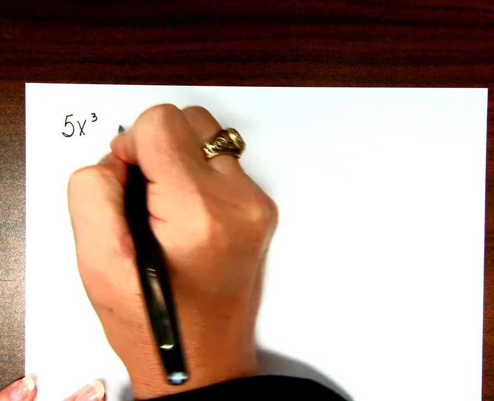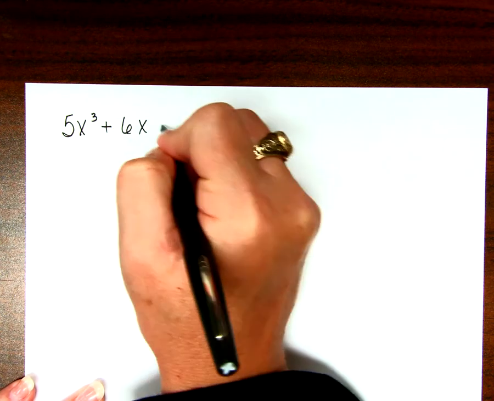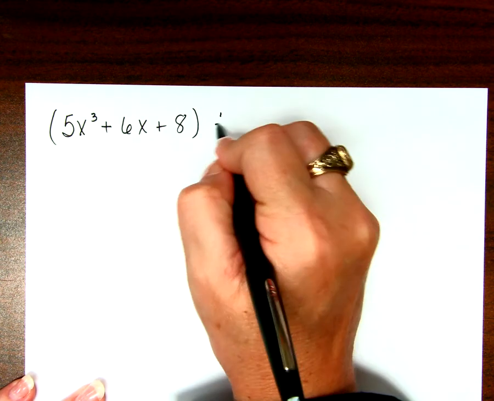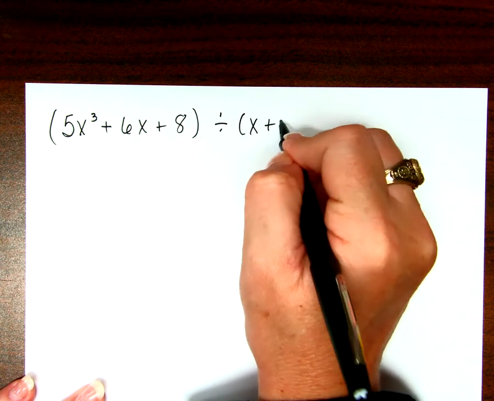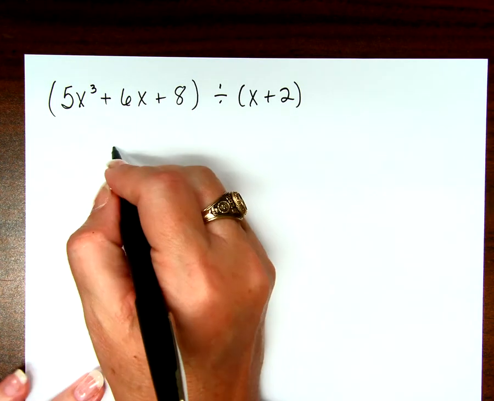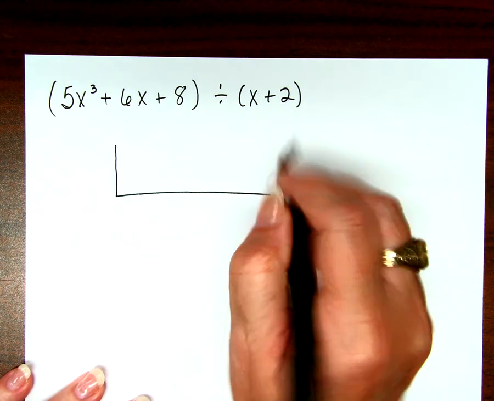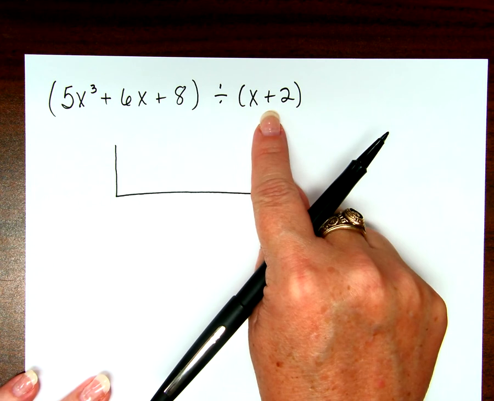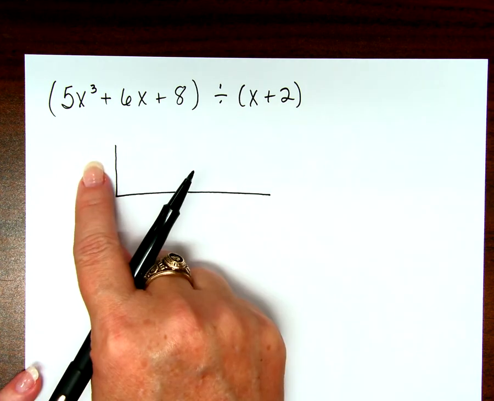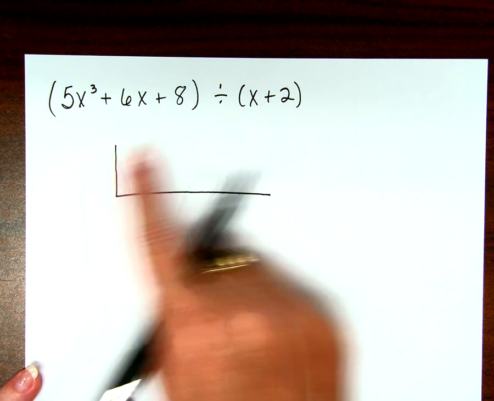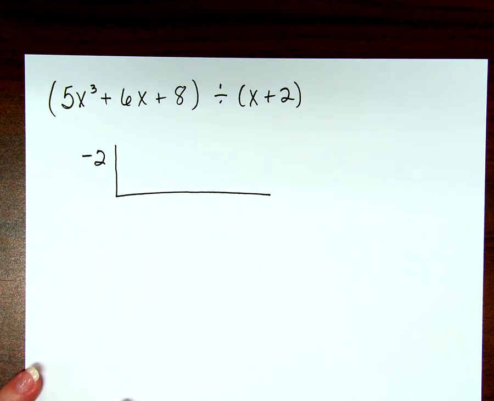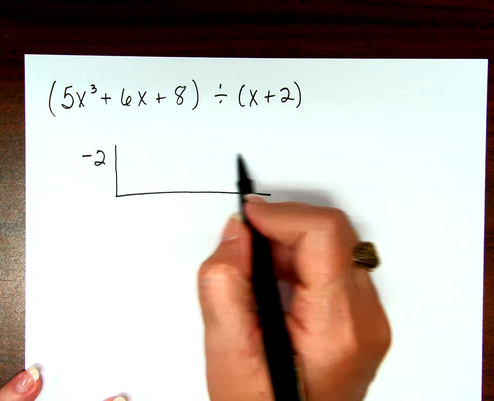5x to the third plus 6x plus 8 divided by x plus 2. So remember, this is our factor, or it's what we're dividing by. So in order to get our 0 that we put on the outside, what do we do with it? I solve for x, so what goes on the outside? Negative 2. Okay? What coefficients go on the inside?